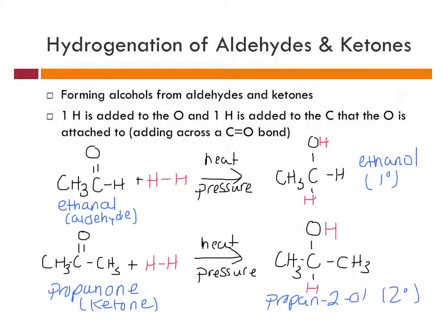The reaction is similar when we have a ketone like propanone. When we add hydrogen or H2 with heat and pressure as a catalyst, 1 of our hydrogens adds to the oxygen, the other of our hydrogens adds to the carbon. We lose this double bond, but in this case we gain a secondary alcohol like propan-2-ol, because the carbon that our hydroxyl group is attached to is attached to 2 other carbons.